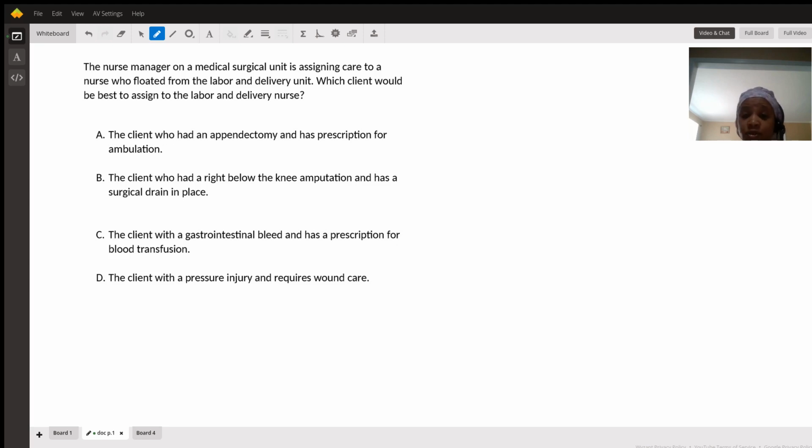And what is she trying to do? Assign care to a nurse. Who is our nurse? A nurse who floated. So she's going to float to med-surg. But where is she coming from? An L&D unit, labor and delivery.